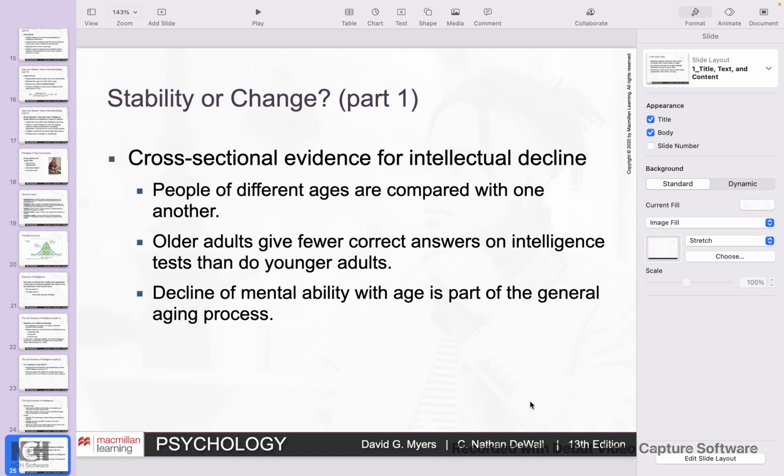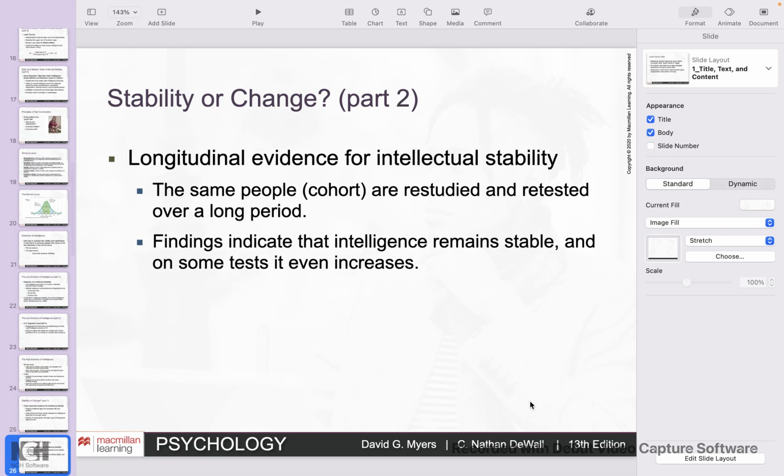So cross-sectional evidence, right? People of different ages are compared with one another. When we do that, we can see that older adults give fewer correct answers on intelligence tests than younger adults, and that there is a clearly defined decline of mental ability with age as part of the general aging process. Longitudinal studies, I told you, are the same people, right? The same cohort of individuals that are restudied and retested over a longer period of time. And their findings indicate that intelligence remains stable, and on some tests, it actually even increases.